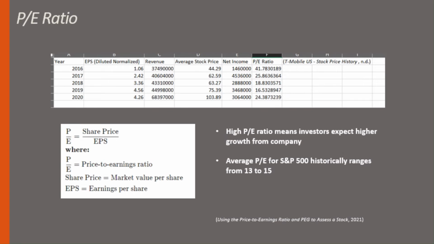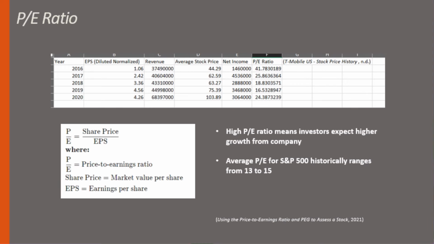So one such calculation is known as the P over E ratio, or the price to earnings ratio. This is calculated by dividing the share price by the earnings per share. And you can see in the table above, I did this for the previous 5 years. In column F, you see the PE ratio. A couple of things to notate here.